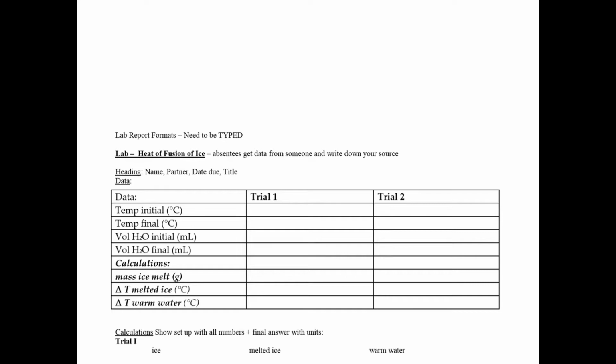Today we're doing the calculations for the heat of fusion of ice lab. Let's review what you did in your procedure. So you took a calorimeter, which was basically a styrofoam cup. Inside this cup you put some hot water. So this is very hot water. And then into that hot water you dropped several ice cubes.